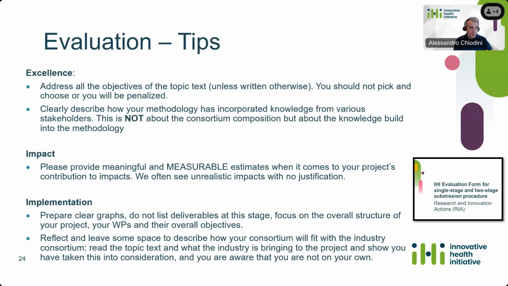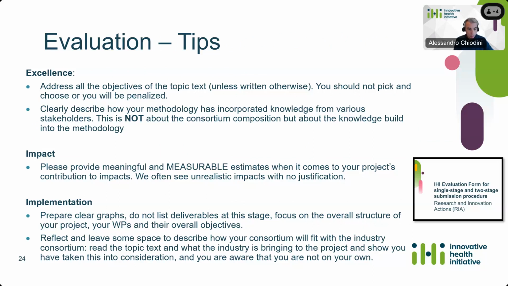You will see that, as we said before, there are three main sections in the template that you need to use for your proposal preparation: excellence, impact, implementation. All this has a direct link with the expected outcome, the scope, and the expected impact that your proposal should have, which are listed in the topic text, again available on the Funding & Tenders portal and on our IHI website.